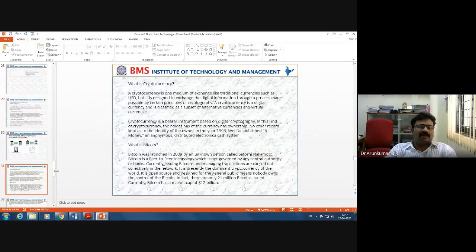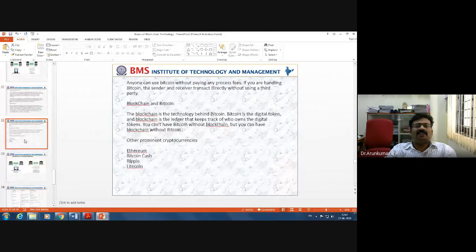So this is some of the information about Bitcoin, friends. You need to know some of the information with respect to Bitcoin. Anyone can use Bitcoin without paying any process fees. If you are handling Bitcoin, the sender and receiver transact directly without using a third party. The blockchain is the technology behind Bitcoin. Bitcoin is the digital token, and blockchain is the ledger that keeps track of who owns the digital tokens. You cannot have Bitcoin without blockchain. You can have blockchain without Bitcoin. All these things we discussed.